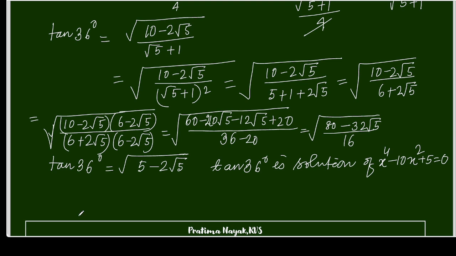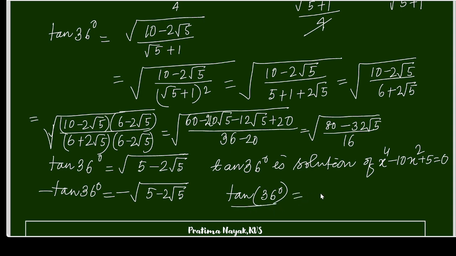And what is the other root? If the question is in terms of tan, you can write this as minus tan 36 degree, because another root was minus the square root of 5 minus 2 root 5, or it can be tan of minus 36 degree, as tan minus 36 degree is minus tan 36 degree, or it will be minus the square root of 5 minus 2 root 5.